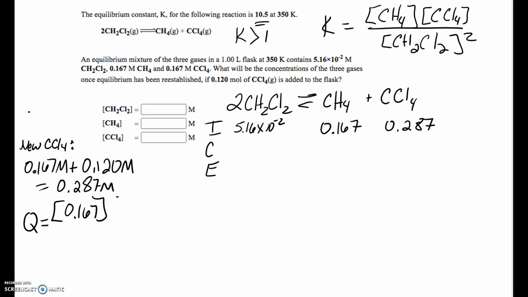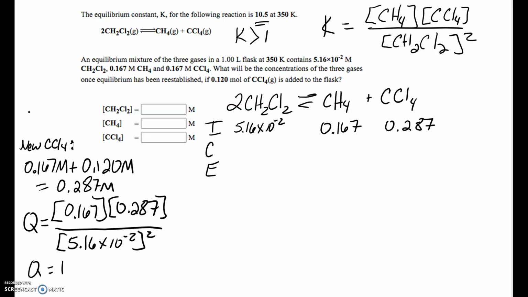So one approach to figuring out how the change is going to happen is to calculate a Q. Now a Q, it's the same formula as K, except these values are not equilibrium concentrations. And we just said that these initials are no longer equilibrium concentrations. So we're going to put our products over our reactants. And notice we had to square that reactant concentration because the balanced equation has the coefficient of 2. Solving for Q, we get 18.